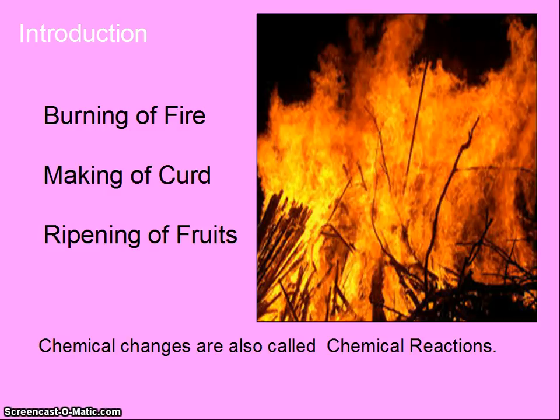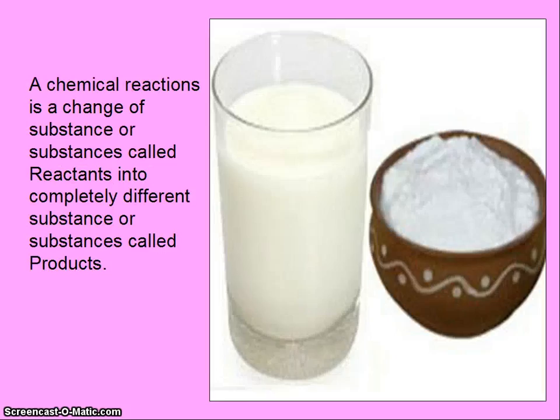Some very common examples of chemical changes, or chemical reactions, are burning of fire, making of curd, ripening of fruits. All these are very common examples of chemical reactions. A chemical reaction may be defined as a change of substance called reactant into a completely different substance called product. In simple words, reactants change into products and that is called a chemical reaction.